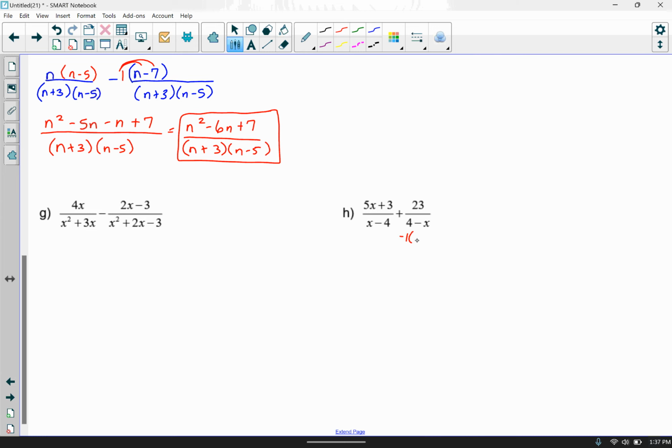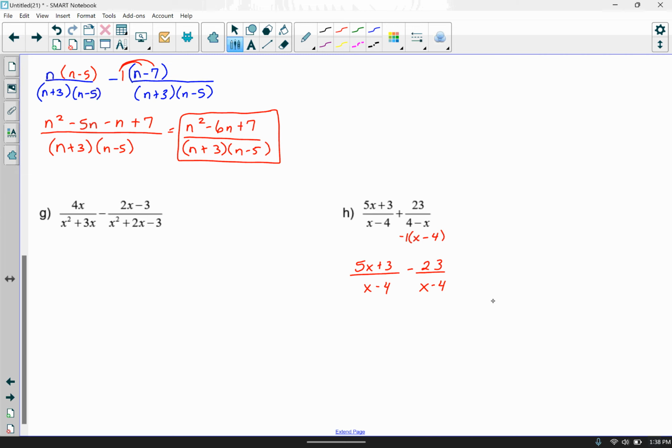And when you factor out a -1, then you change all the signs in there, and your x will become positive, and your 4 will become negative. Because think about it, if I distribute that -1 through, I have the same thing, right? -1 times x, that's negative x. -1 times -4, oh, that's positive 4. So what I can then say is that I could rewrite this now as 5x plus 3 over x minus 4. And the second one, I can change that 23 to a minus 23 over x minus 4.